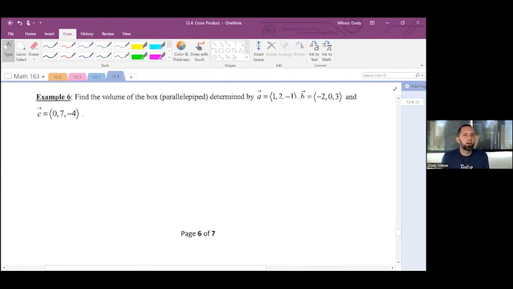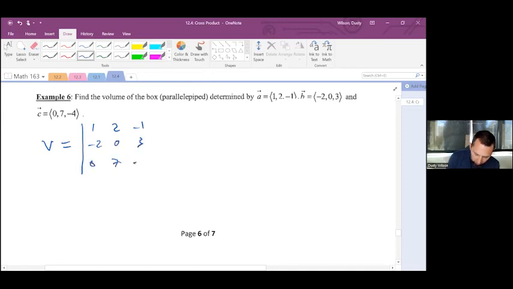Example 6. Find the volume of the box, the parallelepiped, determined by A, B, and C, where A is 1, 2, -1, B is -2, 0, 3, and C is 0, 7, -4. Well, the nice part is that this volume will be equal to the absolute value of whatever our determinant is. So we've got 1, 2, -1, -2, 0, 3, 0, 7, -4.